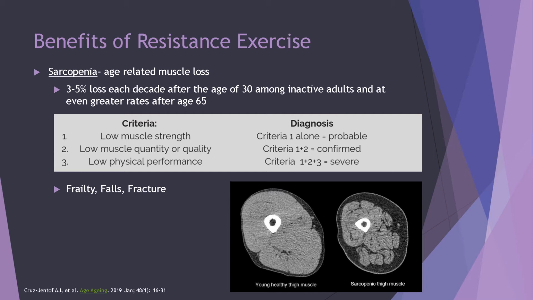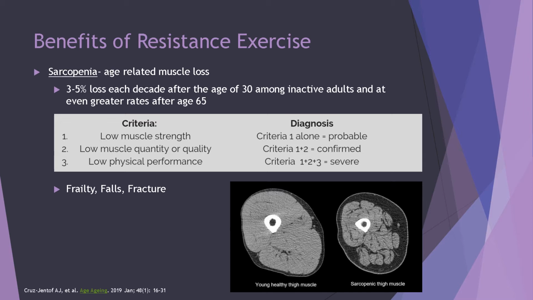So of course there's several benefits of resistance training, but I would like to hone in on a few specific benefits as they do relate to the aging population that we're treating here at Cardiac and Pulmonary Rehab. The first being sarcopenia. What the heck is that? It's the age-related loss of muscle mass.